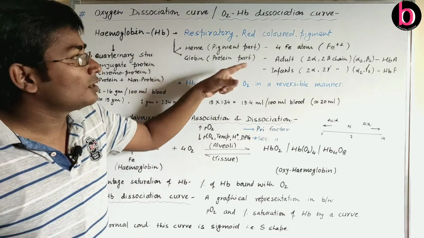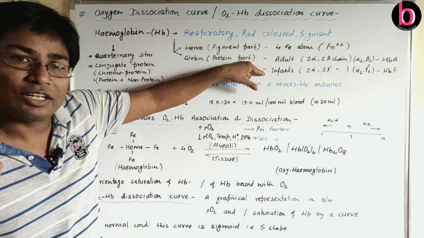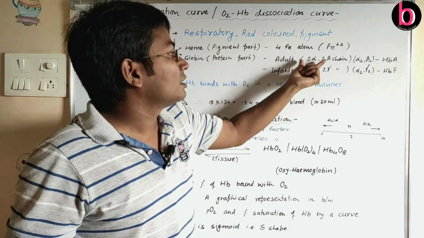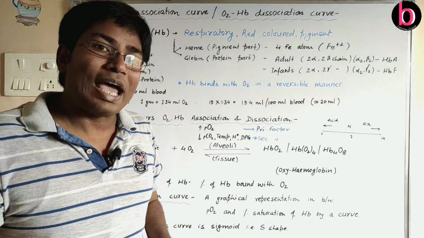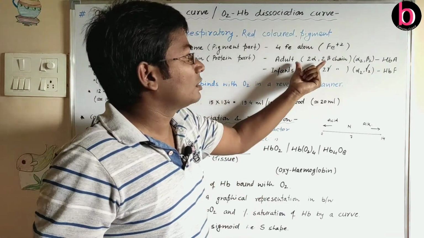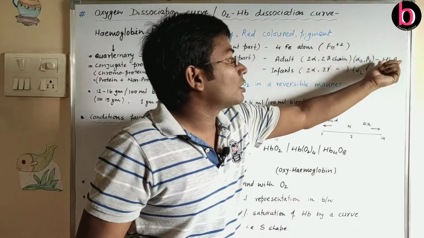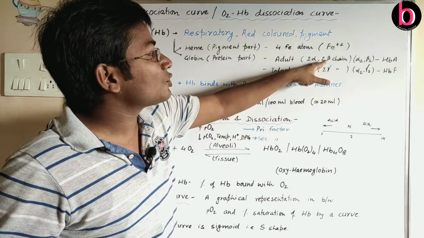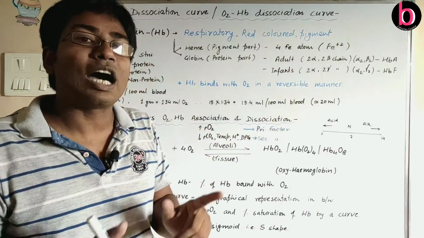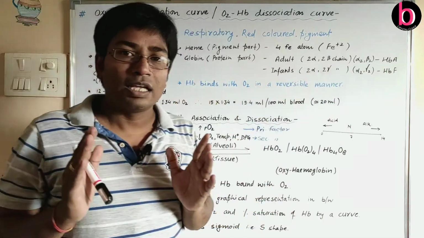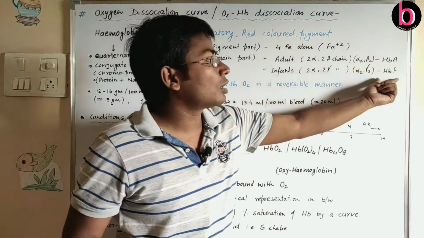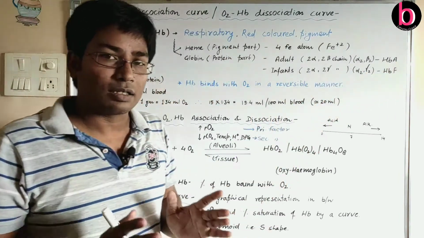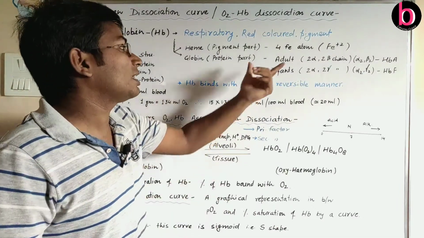Now the second part, the globin portion, which is the protein part. In adults as well as infants, there is a little difference in the structure. In adult hemoglobin, the globin portion is made by 2 alpha and 2 beta chains, known as alpha 2 beta 2, or denoted as HbA. In infants, in place of the 2 beta there are 2 gamma chains, denoted as alpha 2 gamma 2, or HbF. F is for fetal, A is for adult.